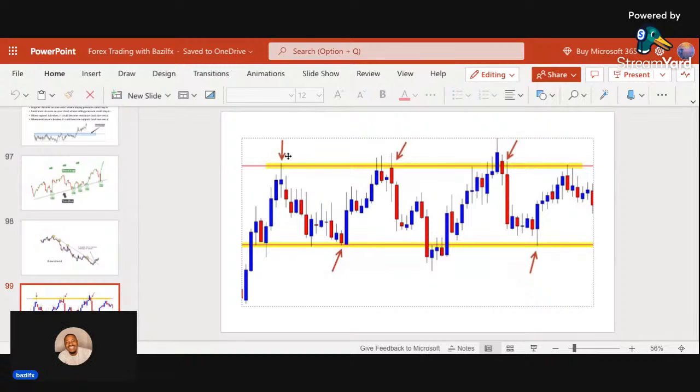Then you can see this is my support and my ranging market. Again, we sell, buy, sell, buy, sell, buy. See? Guys, that has been the trend line. But we trade with the trend line when we are just waiting for the trend line break.